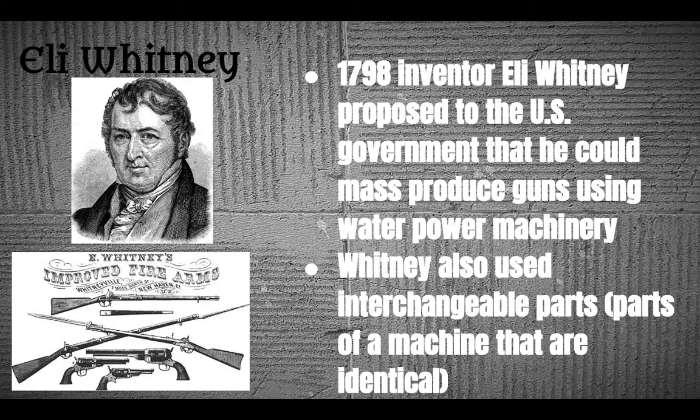So then we get this guy in 1798, inventor Eli Whitney, who made a proposal to start mass producing guns for the United States government by using this water power machinery, right? Okay, cool, we're making fabrics and threads, let's just go straight on to making weapons. And don't forget Eli Whitney, because we're going to talk about him when we talk about our notes about the South as well. He's going to do something interesting down there too.